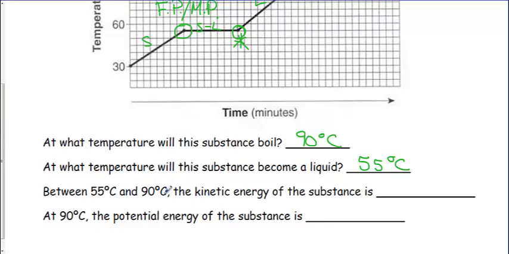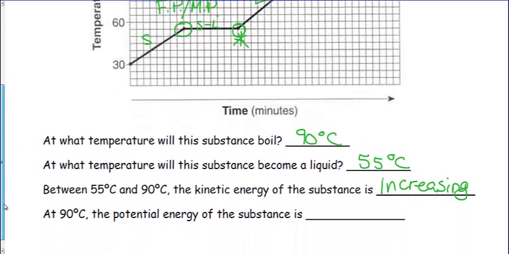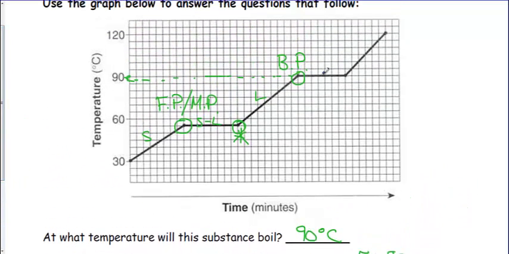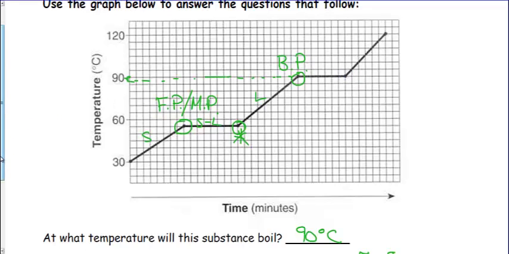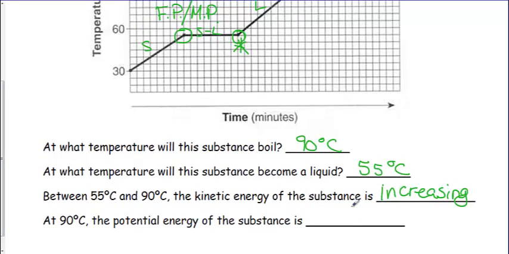Next, between 55 and 90 degrees, we're looking at an incline. It asks about kinetic energy. So what is happening here? The kinetic energy is increasing, and at that point, the particles are starting to move much more rapidly. And then at 90 degrees, exactly at 90, the potential energy of the substance is now doing what? It's going to start to increase because our kinetic energy is going to remain constant. As you can see, it stays at 90 degrees for a significant amount of time there, a few minutes. So the potential energy is increasing here.